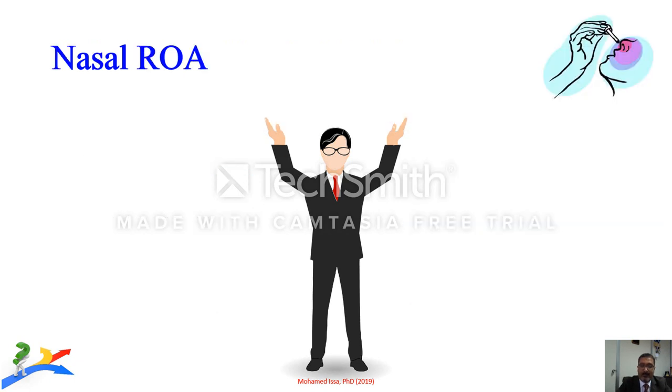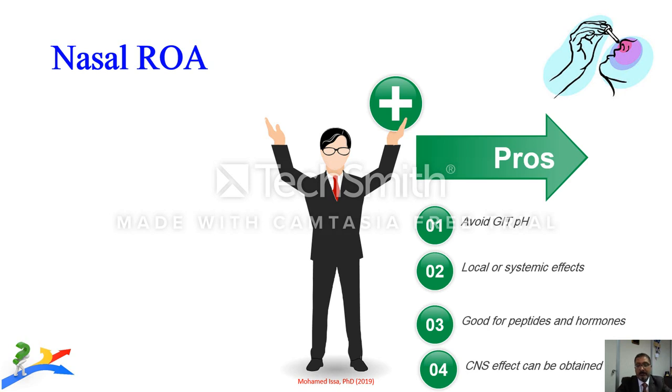What about the nasal route of drug administration? I think most of us have tried nasal drops or nasal sprays before, so it can be used as drops or sprays. What are the advantages? Again, you don't have this kind of hostile pH like in the GI tract. You can get both local and systemic effects. Although we mainly go for local effects following nasal administration, and most drugs will be decongestants to treat nasal congestion, we can also go for systemic effects. Some drugs can be absorbed through the nasal mucosa.